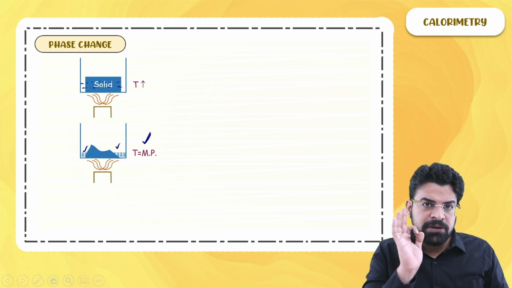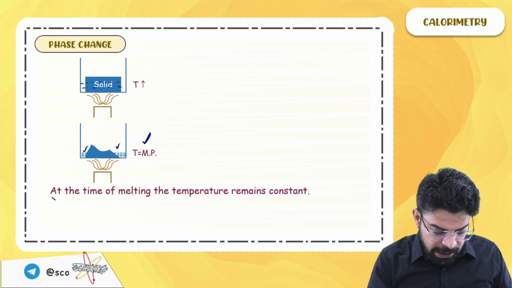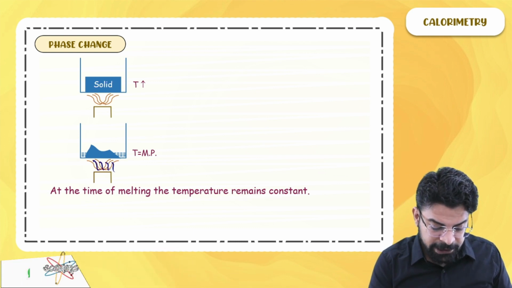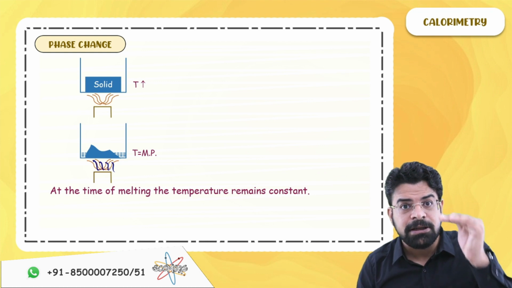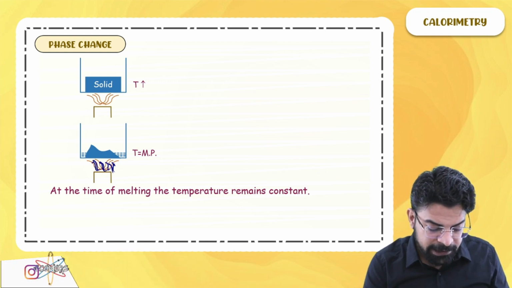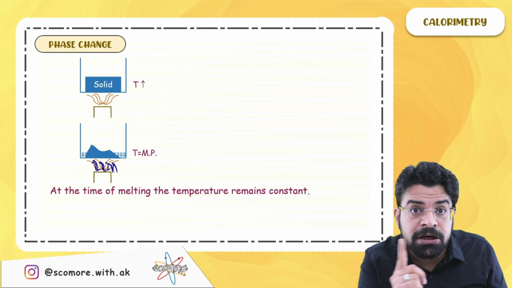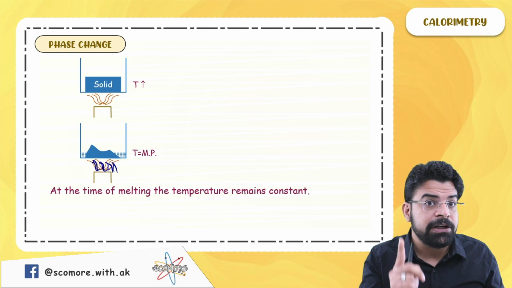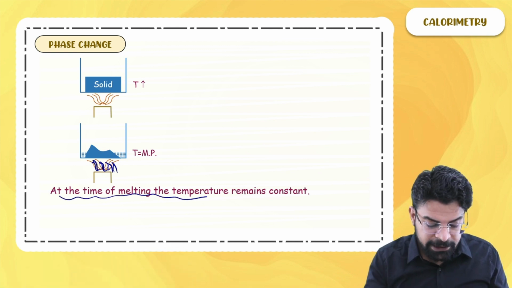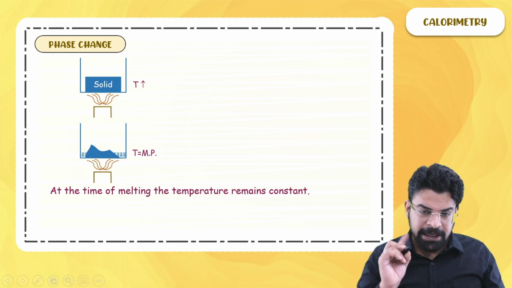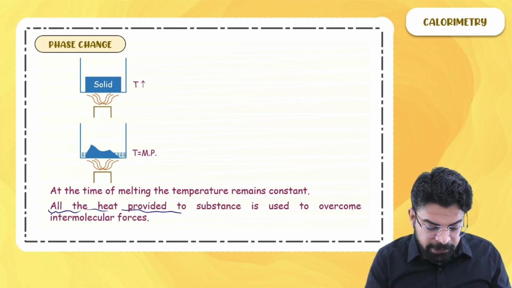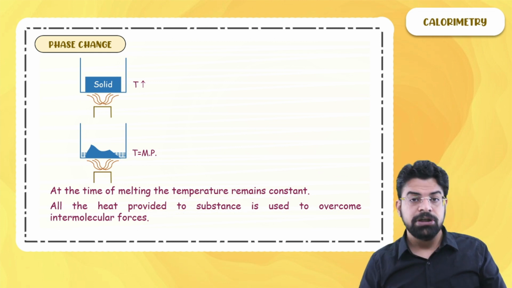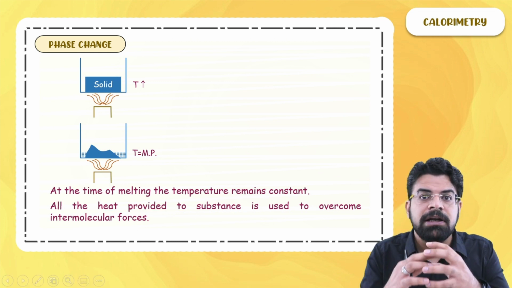Now here you need to keep some things in mind. The first thing, at the time of melting, the temperature remains constant. Once the object has reached the melting point, then on further providing heat, it melts, but the temperature does not increase. So at the time of melting, the temperature remains constant. The next point, all the heat provided to the substance is used to overcome the intermolecular forces so that the solid can get converted into liquid.